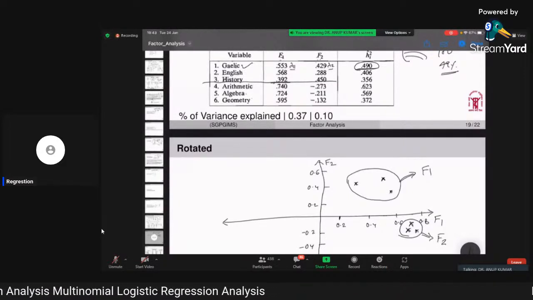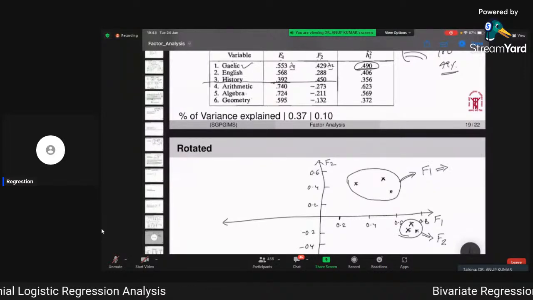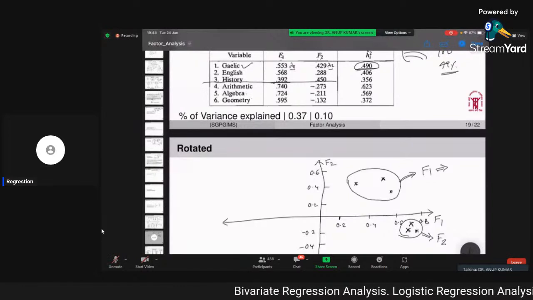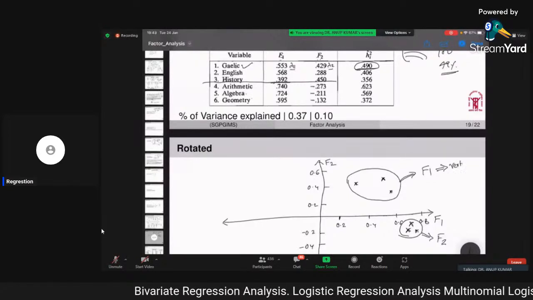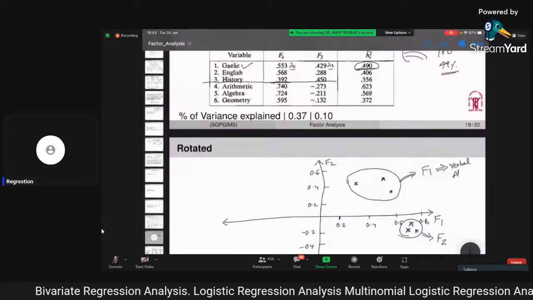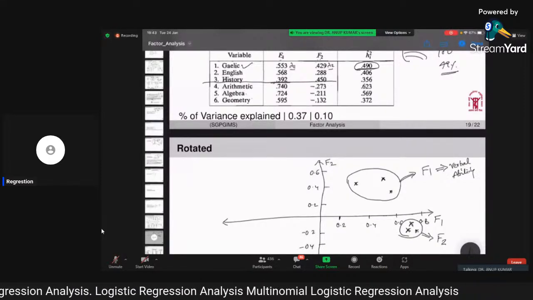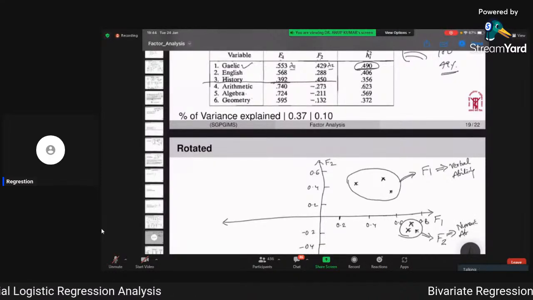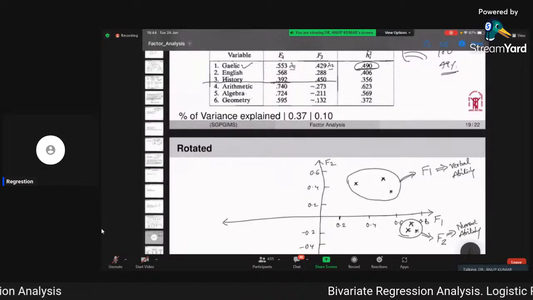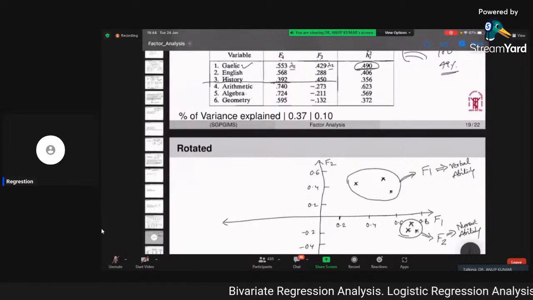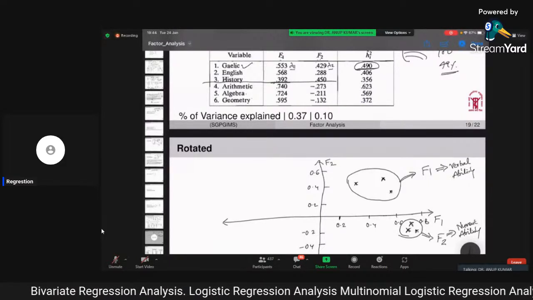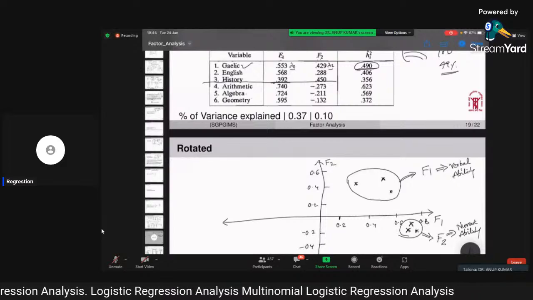And what is this factor F1? Now, the expert has to say what this hidden factor is. So he will say that it is his verbal ability. And what is this factor 2? It is his numeric ability. So now you can see with the help of that matrix how these factors are being found out.